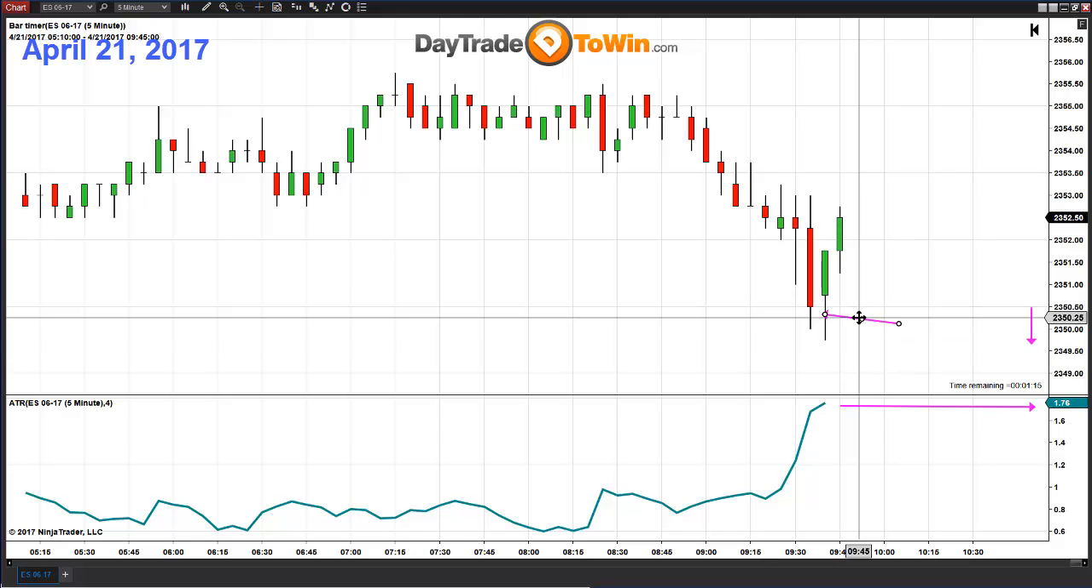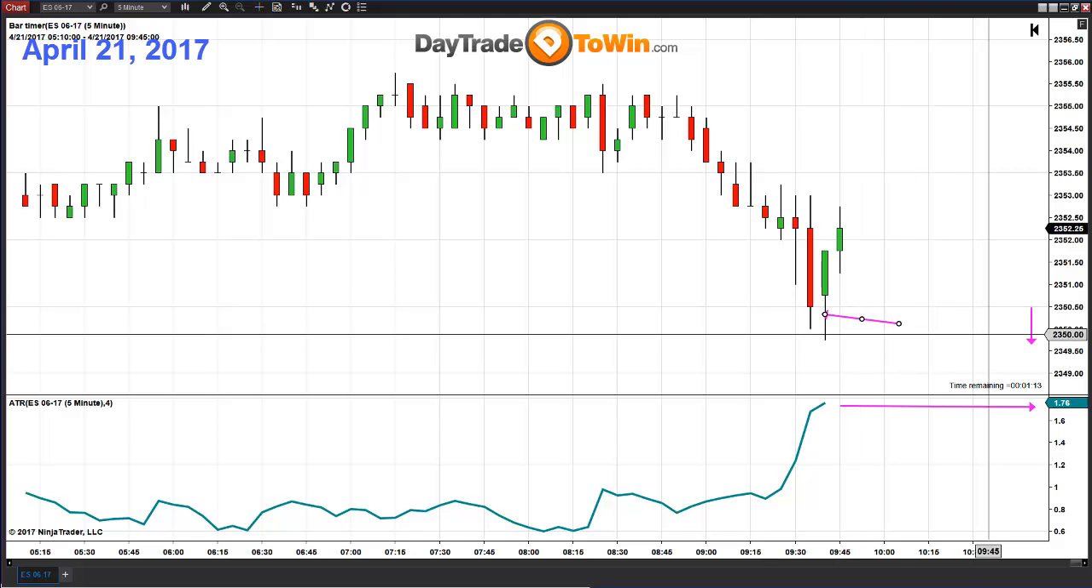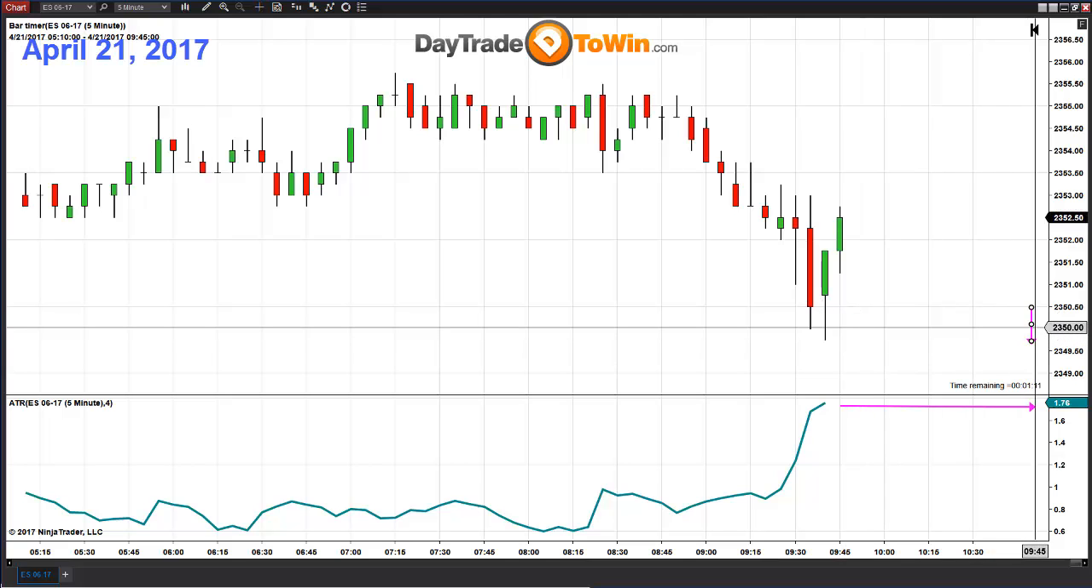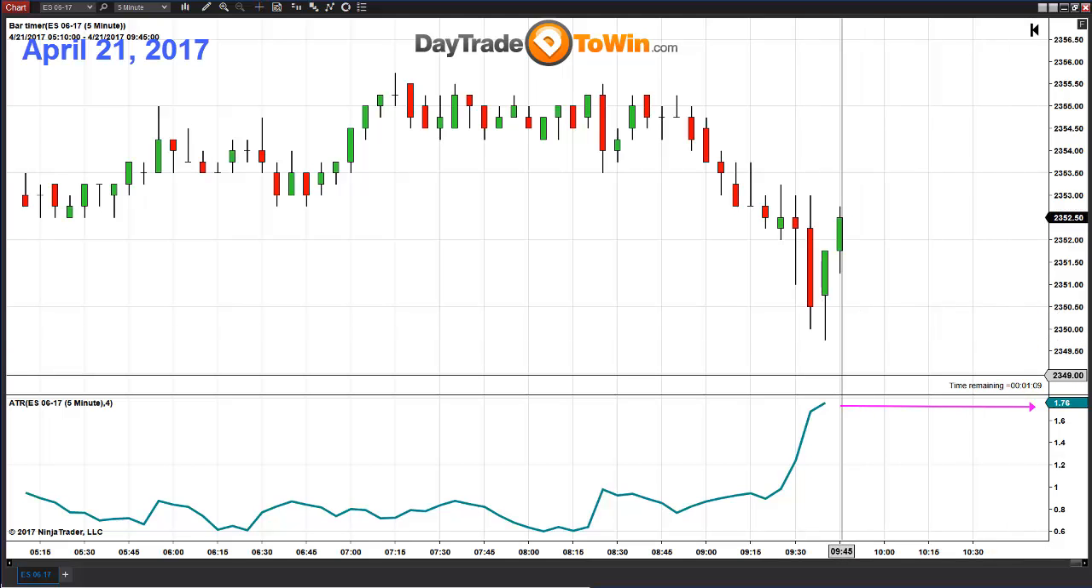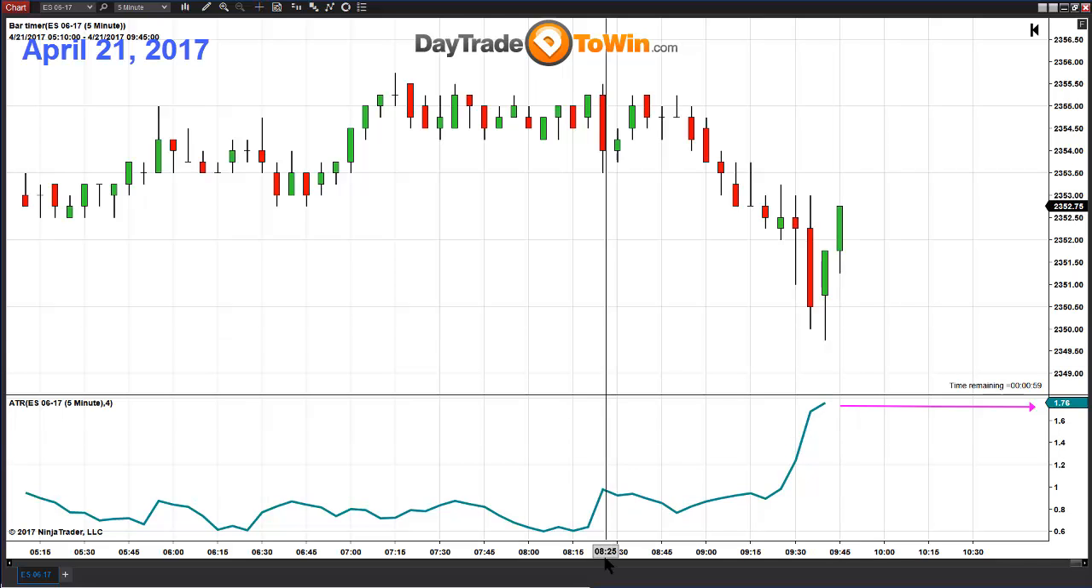A grouping or multiple candles in the same area basically are painting a picture. So I want you to start looking at price action in that way. As the candles are plotting, what are they telling you?